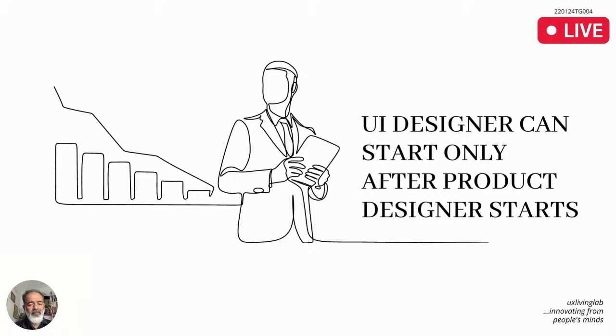Okay, so the UI designer starts based on the product design. So actually the UI designer can start only after the product designer starts. The product is a total business scenario or total business function which contains a lot of strategies. Based on the product strategies, the UI designer starts. So the UI designer is looking to the user and the product designer. Here the UI designer is learning from the user and the product designer and designs the UI. So the UI designer can start only after the product designer starts.